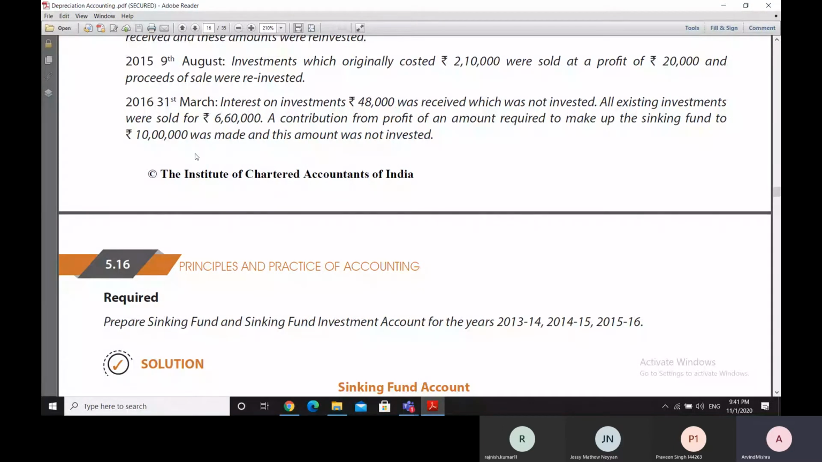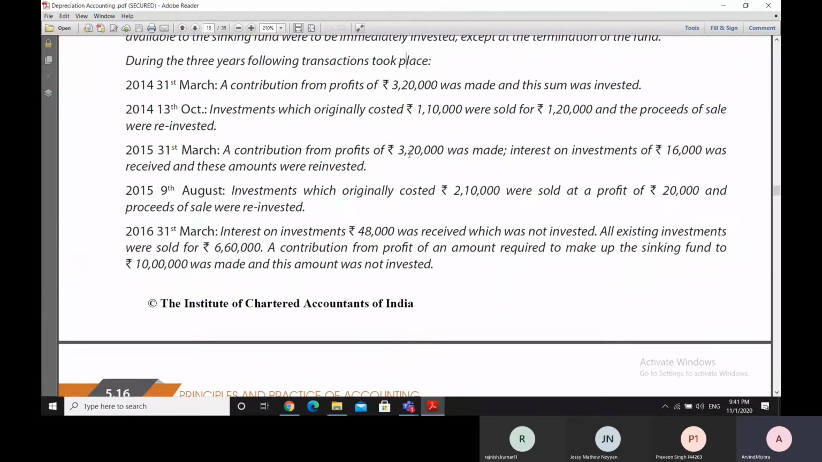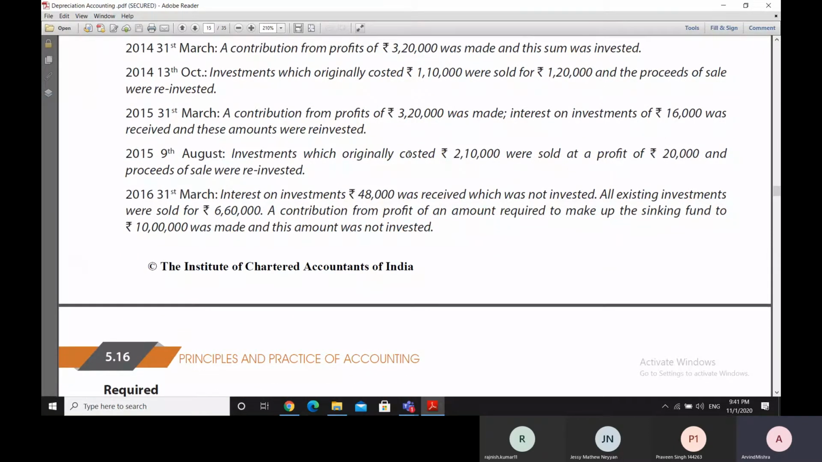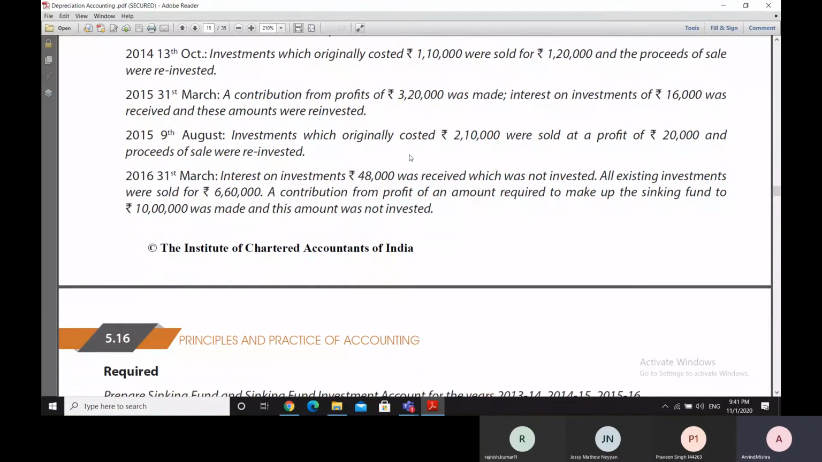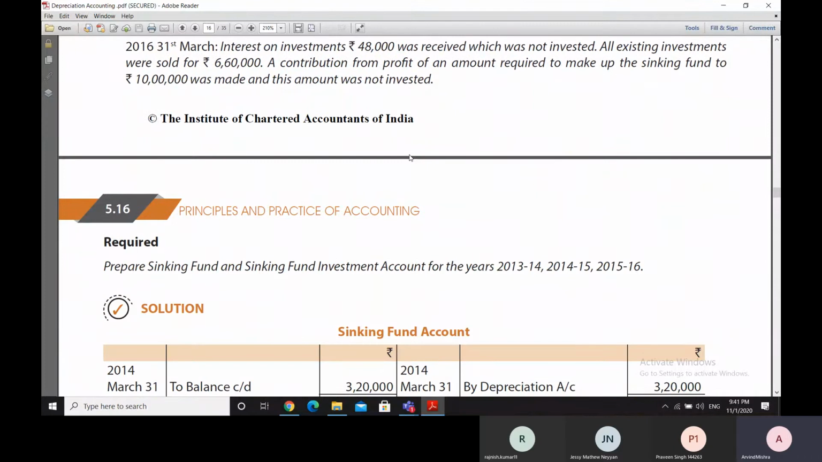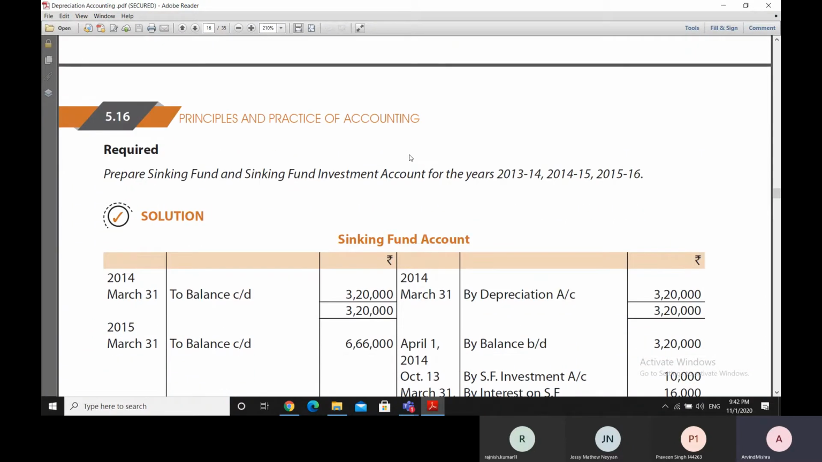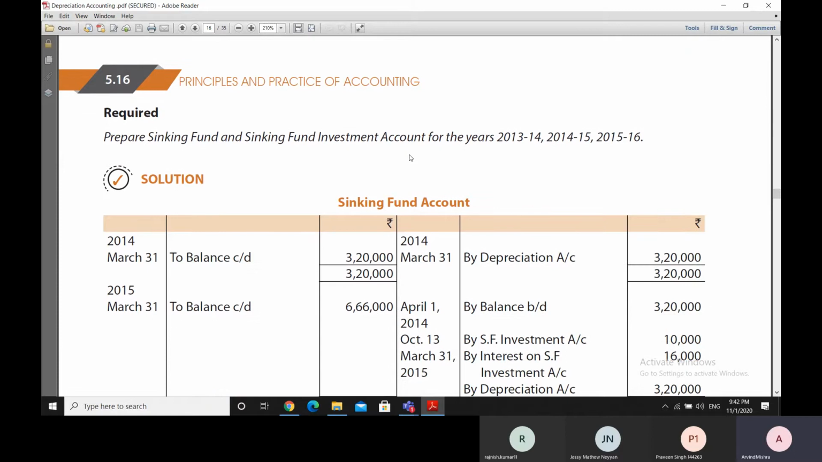Now, the sinking fund is raised to the level of 10 lakh here because maybe we want to buy a new lease of 10 lakh, because our initial lease was also 10 lakh. So therefore, we have to raise the level of sinking fund up to 10 lakh so that we can buy a new lease after 3 years. Now here we have to prepare the sinking fund account and the sinking fund investment account for the years 2013-14, 14-15 and 15-16. So therefore, let us look at the sinking fund account.